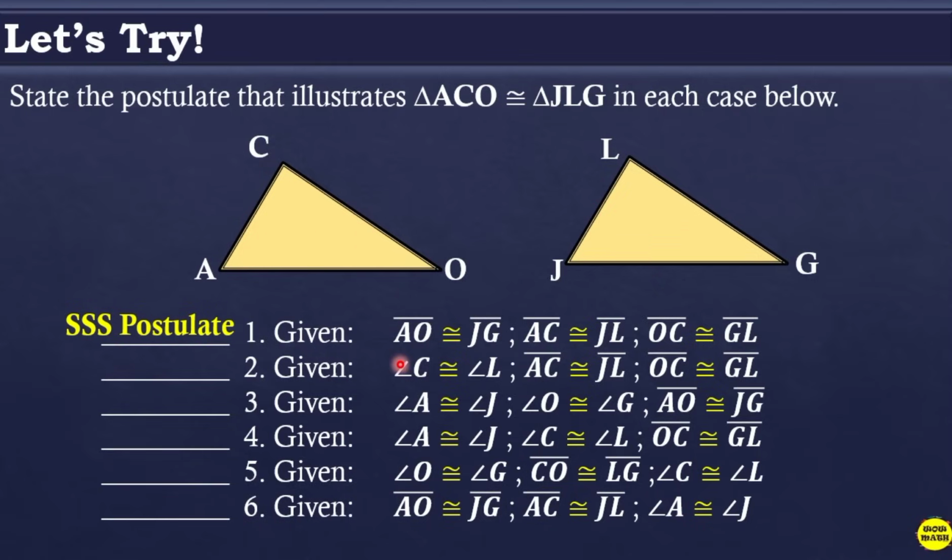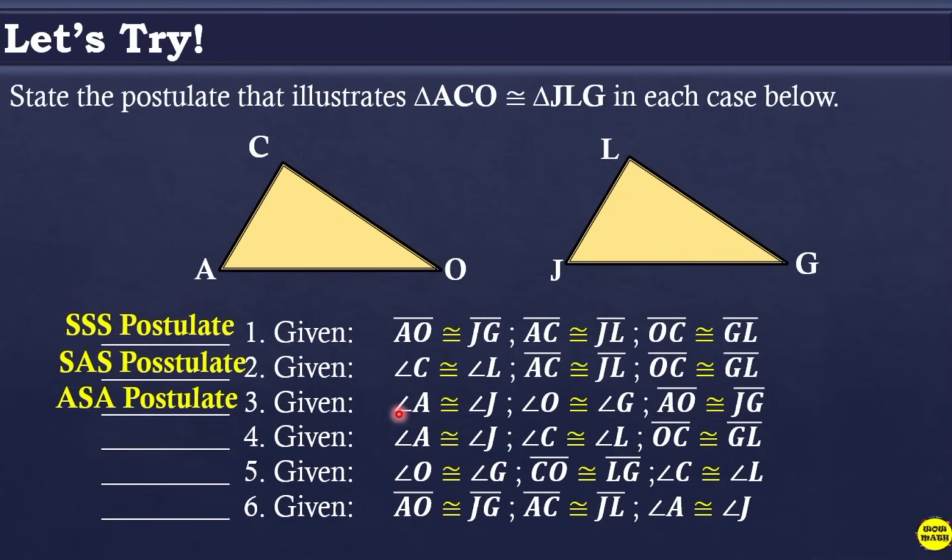Next, we have angle C is congruent to angle L. AC is congruent to JL. And then OC is congruent to GL. So, included angle ito. Okay, so SAS postulate. Next, we have angle A is congruent to angle J, angle O is congruent to angle G, and then AO is congruent to JG. So, your side here is included, nasa gitna ng dalawang angle. So, ASA.